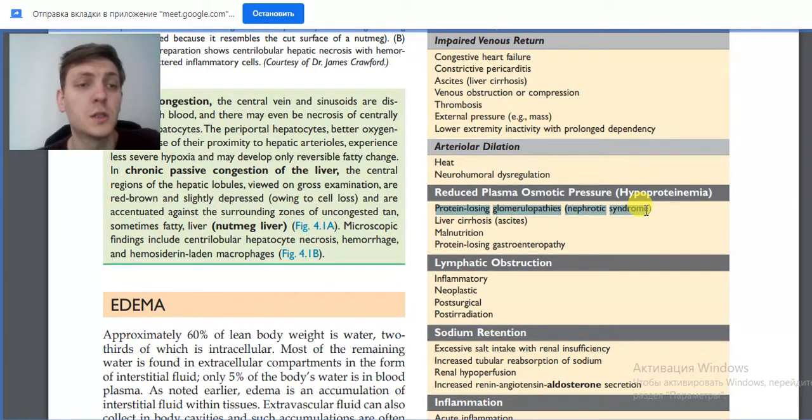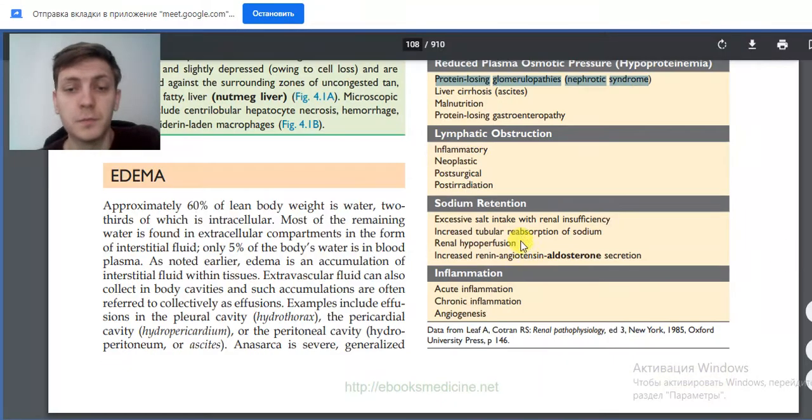And due to these nephropathies, albumin of blood is lost in large amounts, more than 3 grams a day. It's a very large amount, sometimes more. And due to this, proteins of plasma are reduced, which also causes swelling. Okay. Then we have lymphatic obstruction.